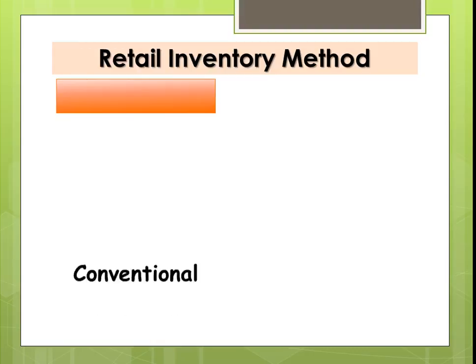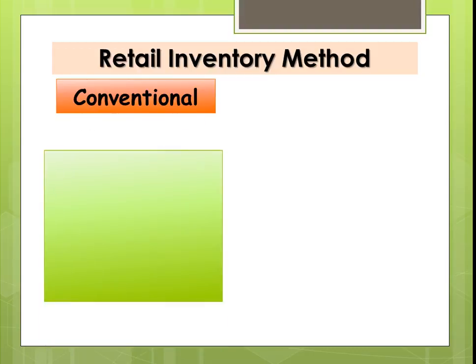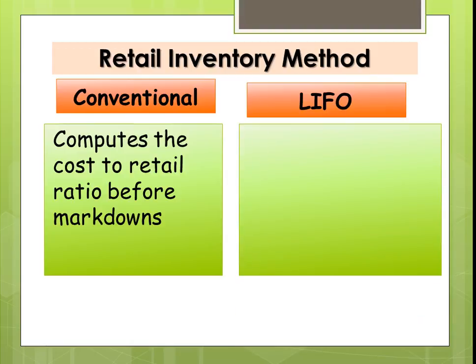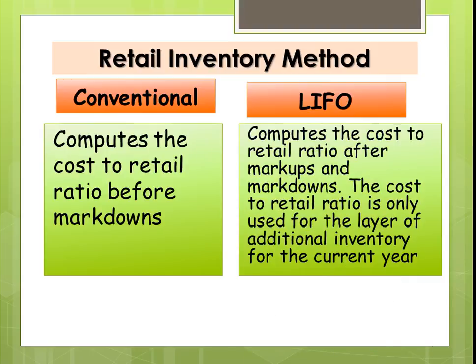Now, the retail method. When we do the retail method, there's actually a number of versions here. It all has to do with when you adjust for markups and markdowns. Now, the conventional method: you compute the cost to retail ratio before markdowns. For the LIFO method, you're going to compute the cost to retail ratio after markups and markdowns.